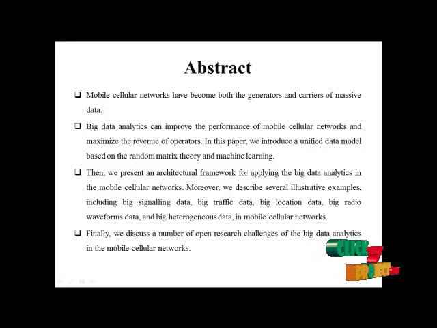In this paper, we introduce a unified data model based on random matrix theory and machine learning. Here we present an architectural framework for applying big data analytics in mobile cellular networks. Moreover, we describe several illustrative examples, such as big data analytics on big signaling data, traffic data, location data, radio waveforms, and big heterogeneous data in mobile cellular networks. So these are some different types of mobile cellular network processing we will analyze. And finally, we discuss a number of open research challenges on big data analytics in mobile cellular networks.